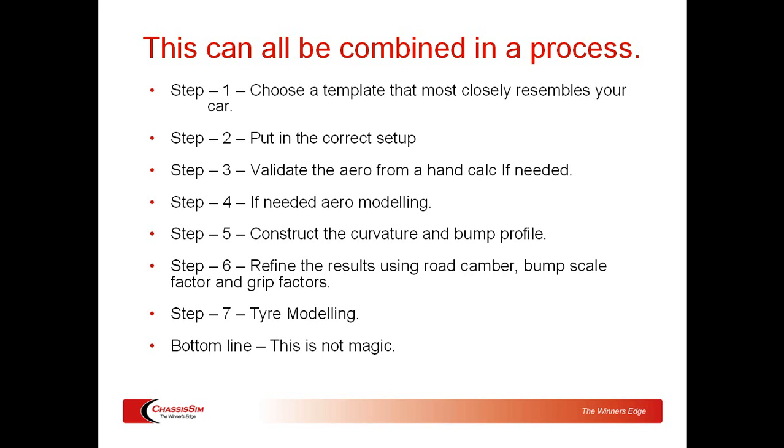Step 1, you choose a template that closely resembles your car. Step 2, you put in the correct setup. If needed, you validate the aero from a hand calc. If you need to, you do the aero modeling. But if your template's actually pretty good, steps 3 and 4 can almost be approximated by just tuning in the CLA and CDA and aero balance offset of the rear wing.